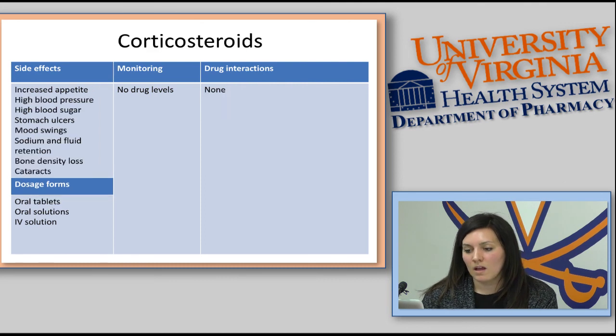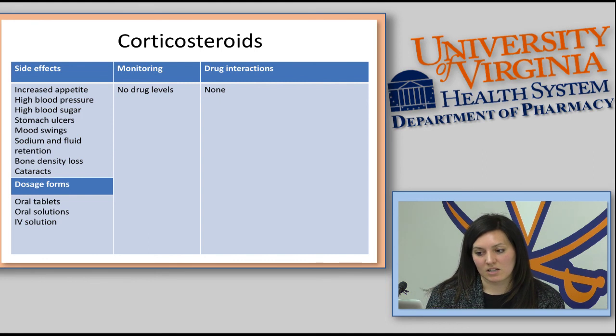The next group of medications would be our corticosteroids. If you've ever experienced a corticosteroid, maybe for an asthma flare or something like that, you might know that there are a number of side effects that come along with these medications, including increased appetite, high blood pressure, high blood sugar, stomach ulcers, mood swings, sodium and fluid retention, bone density loss, and cataracts. And again, that's just to name a few. There are many more possible side effects with corticosteroids.